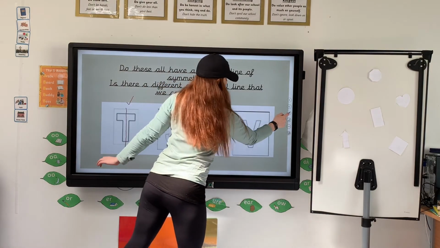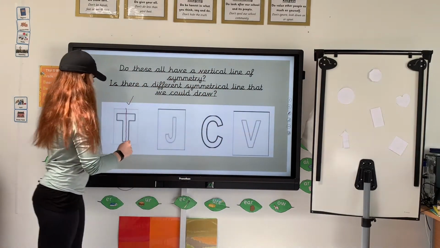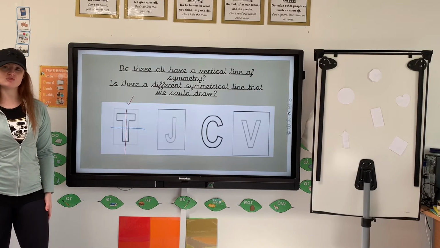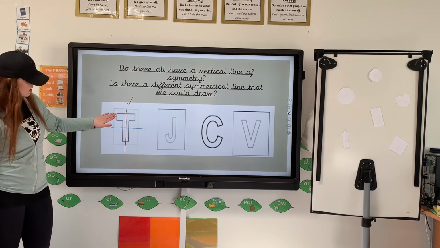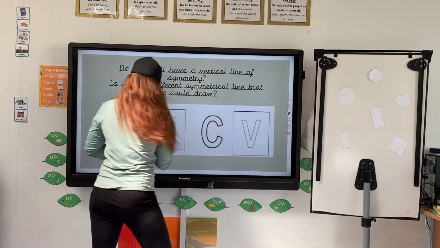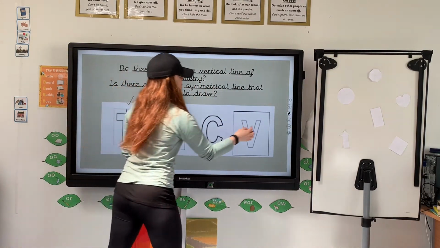Horizontal, so we'll try that in a different colour. That's when it's going across. So you can see it doesn't have horizontal symmetry because this top half does not look the same as the bottom half. So I can get rid of that blue line.